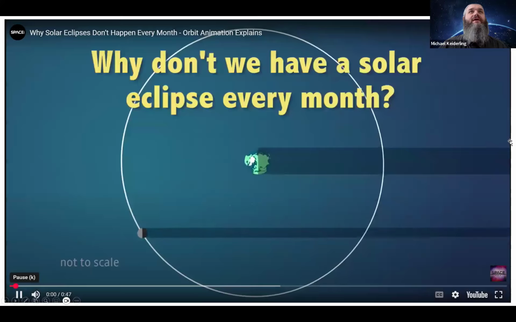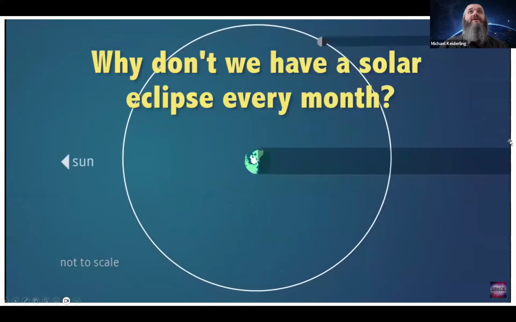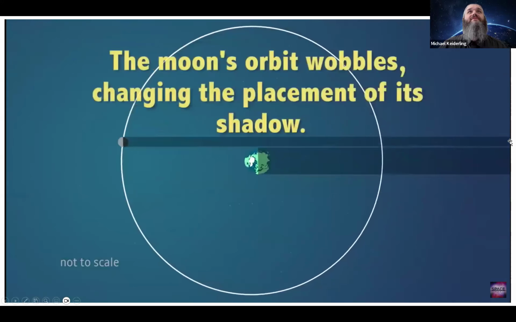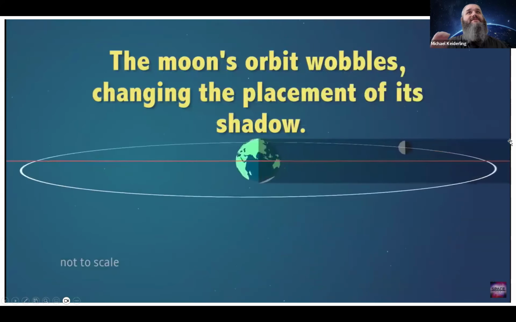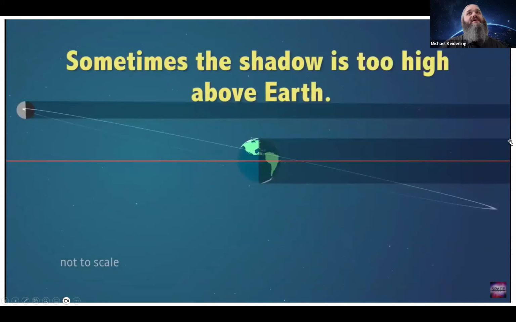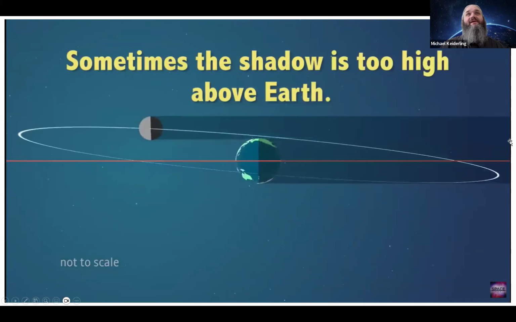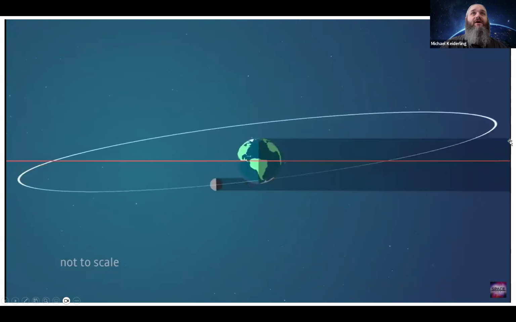So this is an animation showing how we don't have a solar eclipse every year. If the orbit wasn't tilted, we would have one every year. But because it is tilted, sometimes the shadow is too high, and sometimes the shadow is too low.